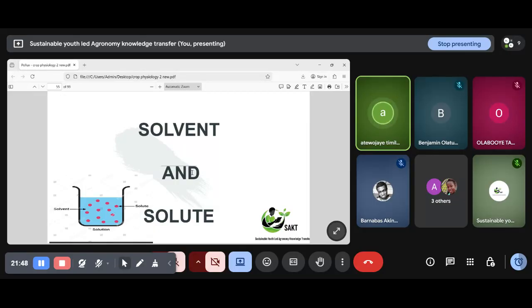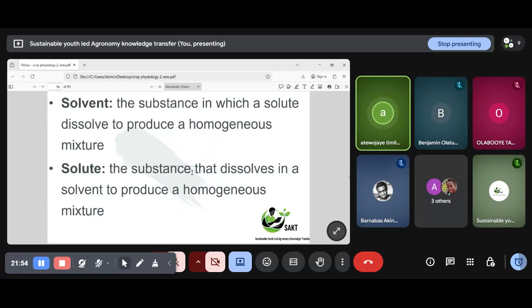So now let's talk about solute, solvent, and solution. We need this one, you have to understand this one. So what is solvent? Solvent is the substance in which a solute is dissolved to produce a homogeneous mixture. This is the reason why they ask you to check your EC level. You see why this one is important, the fertilizer you are giving your crop plant. So you see why most of the time you have issues with your crop.